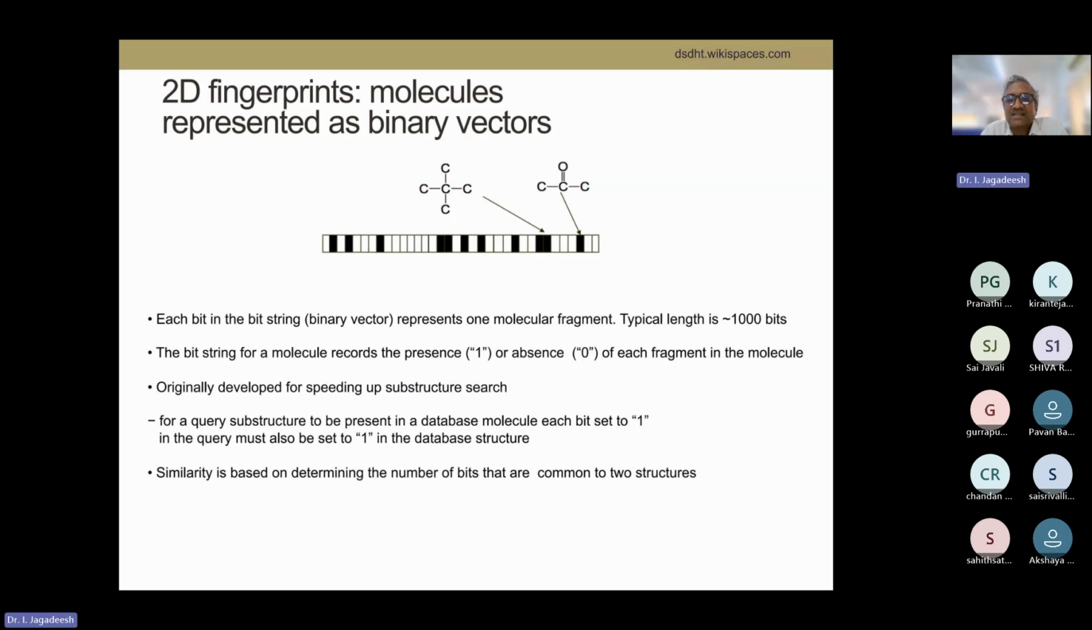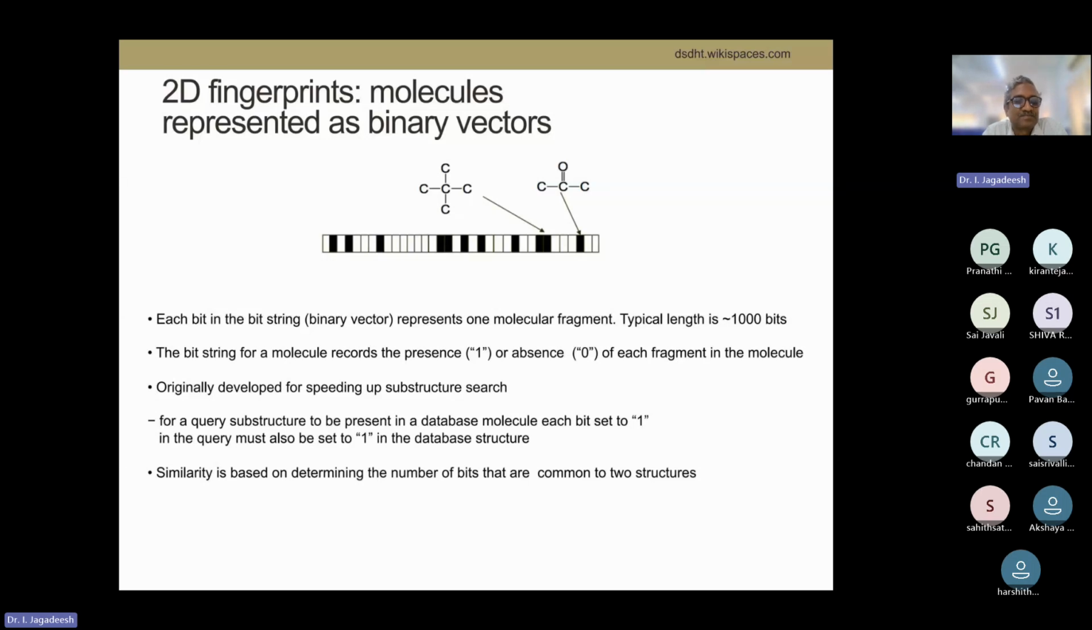Typically this length will go to 1000 bits, and a complex moiety will have more. So the bit string for the molecule is recorded as the presence of a particular functional group, and the absence of that particular fragment in another molecule B. We are going to compare in the same manner. Whether it is present, we assign 1. If it is absent, it is 0. This is what we have done in the Tanimoto score, which we have already done. The same thing is applicable here also, for the 2D fingerprints.